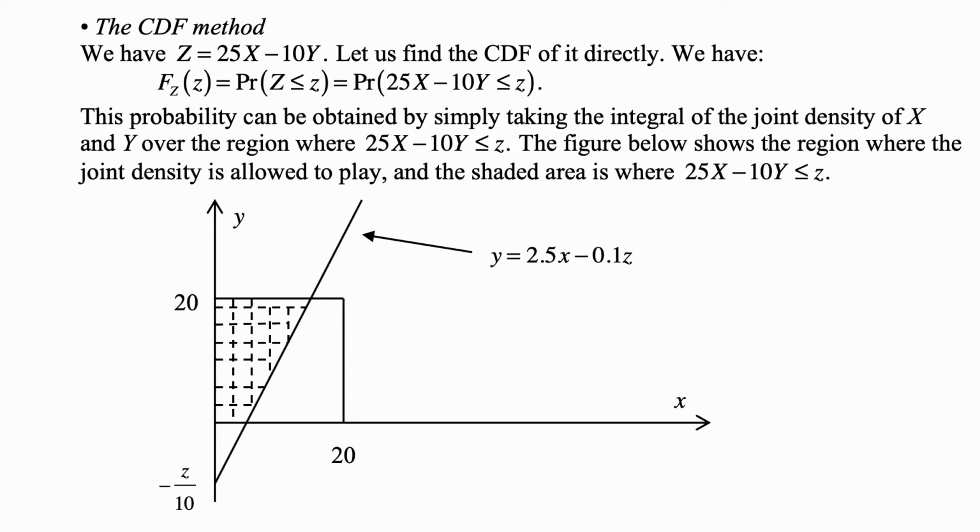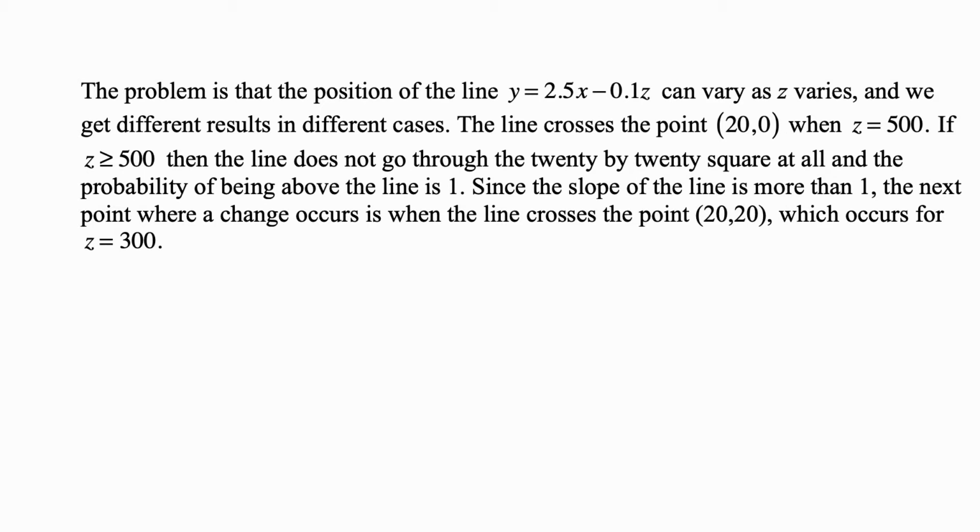So we want to be in this shaded area, and we want to take the integral of the joint density over this. Well, the problem is that the position of the line y equals 2.5x minus 0.1z can vary as z varies, and we get different results in different cases.